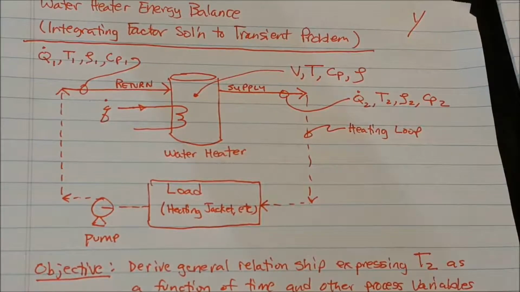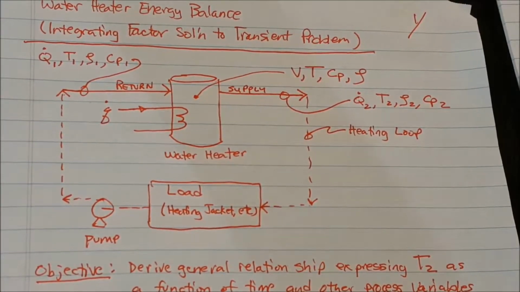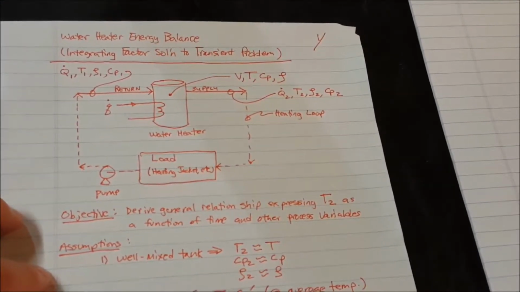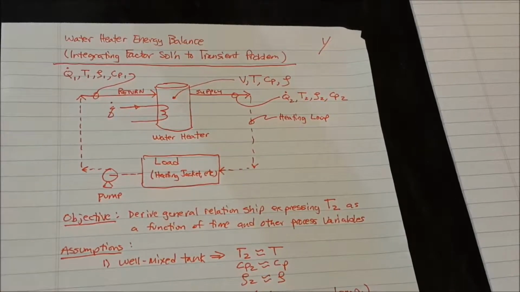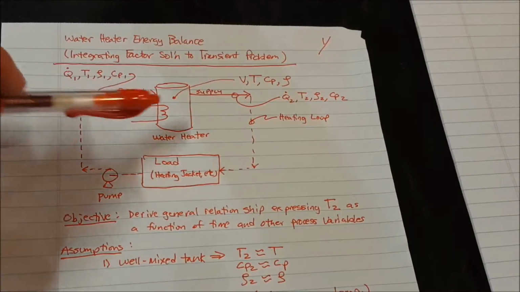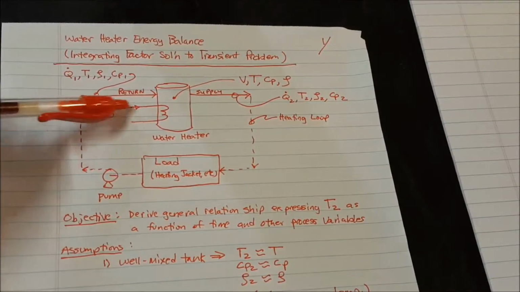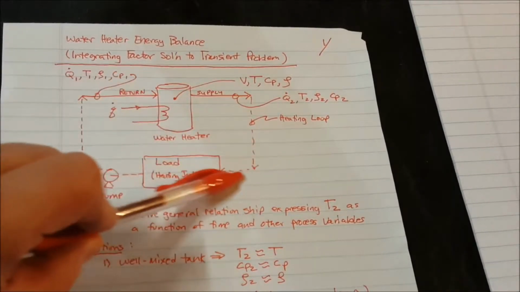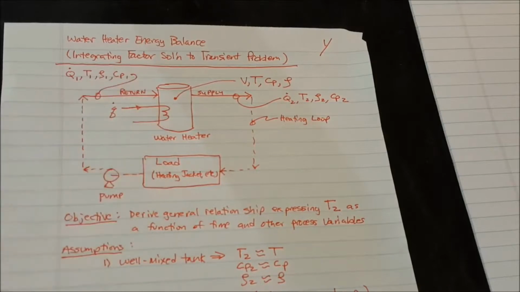Okay, so I've kind of laid the problem out here, and I'll show you how I solve it by hand. There's other ways to solve it too, but again, this is a water heater energy balance. So I have a heating tank with a coil. Here are my variables. So I've got my supply line and my return line.